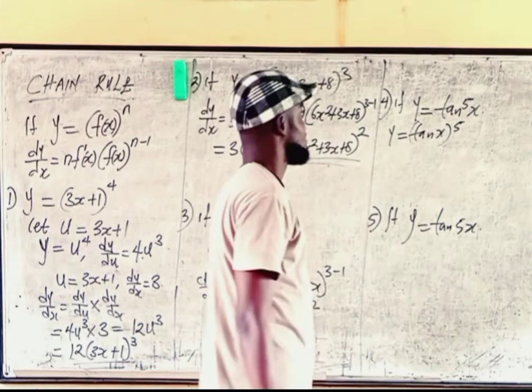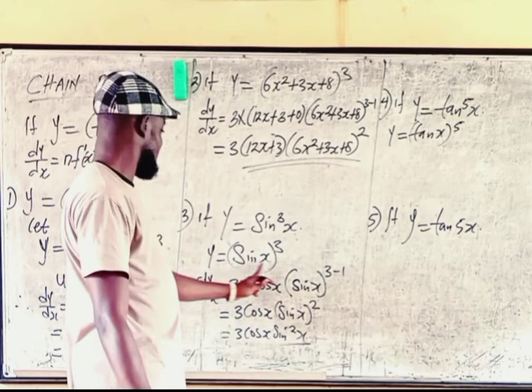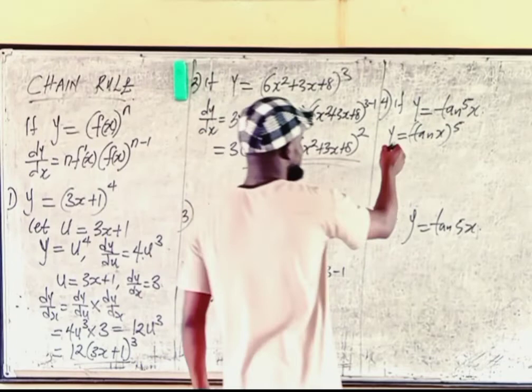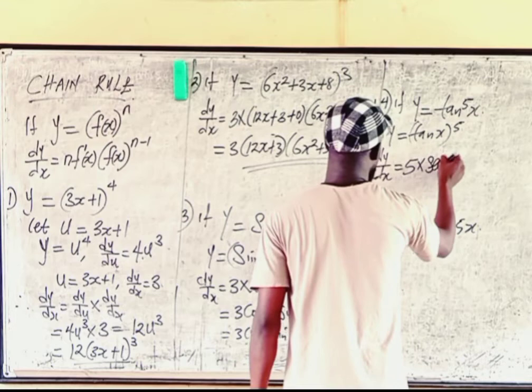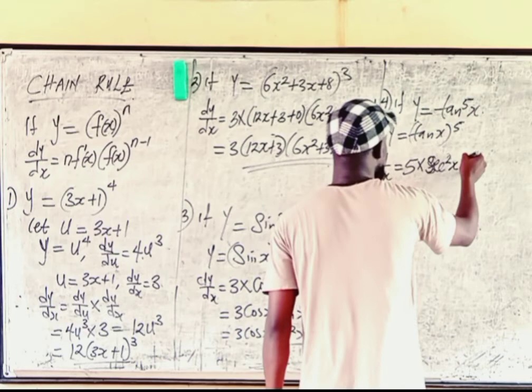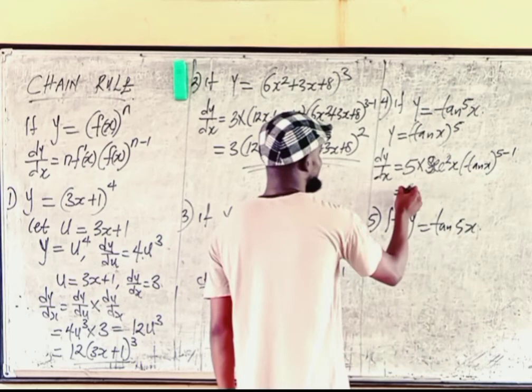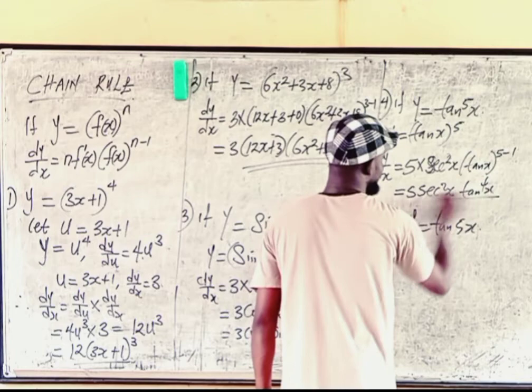Now, if you have something like this, it's tan x to the power 5, not tan 5 x. If you have something like this, it means sine cubed x, not sine of x cubed. You take note of that. Then dy by dx will be equal to the power, which is 5, multiplying the differential coefficient of the bracket, which is tan x, you're going to have sec squared x. Then repeating the question, which is tan x, then remove 1 from the power. So we'll be having 5 sec squared x tan 4 x. That will be the answer to that.